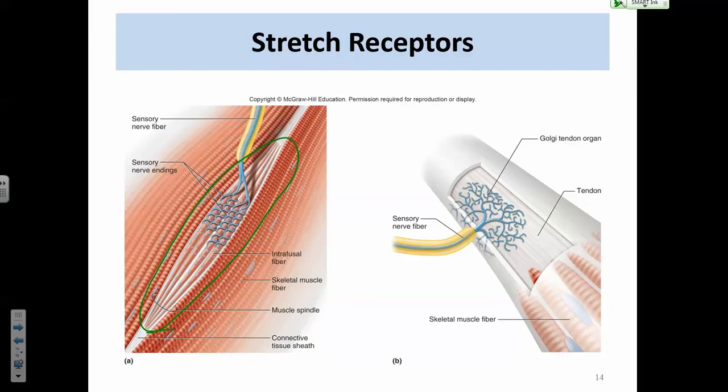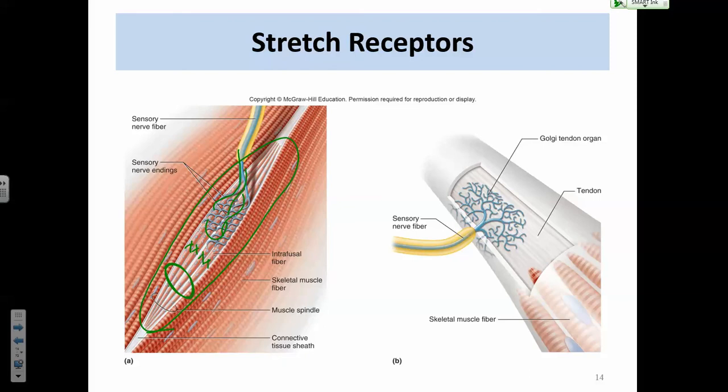Do you see how it's within a skeletal muscle? So you see all these other skeletal muscle fibers, but then you see a special group of them, like this one, this one, this one, and this one, that are wrapped by some special connective tissue, and they also have neuron endings wrapped around them. Now just imagine if this muscle started stretching. It gets long and thinner, doesn't it? Do you see how the muscle spindle stretches also?